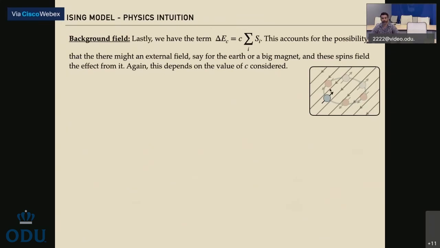In this case, I'm going to assume it is uniform, meaning it's going to act the same on all the spins. And how this acts is going to be parameterized by this coefficient c. Okay? And that's basically it. That explains intuitively where each one of these terms is coming from.